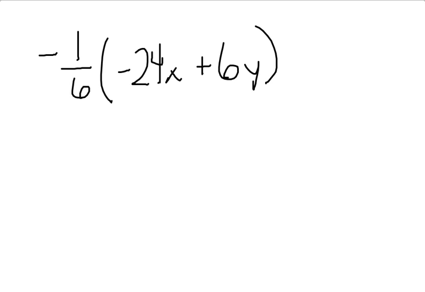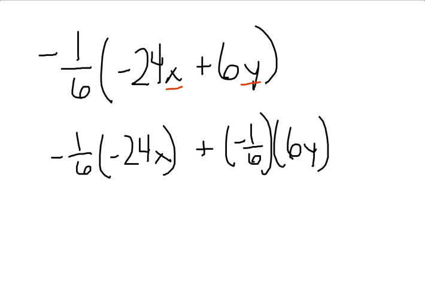Alright, now take a look at this one. This one's a little trickier because we have this addition inside of our parentheses, and we can't combine negative 24x and 6y because they're not like terms, because you'll recall like terms have to have the same variable. So what do I have to do? What do I do when I have something outside the parentheses multiplied by this addition or subtraction inside the parentheses? I have to distribute. So now I have negative 1/6 times negative 24x plus negative 1/6 times 6y.